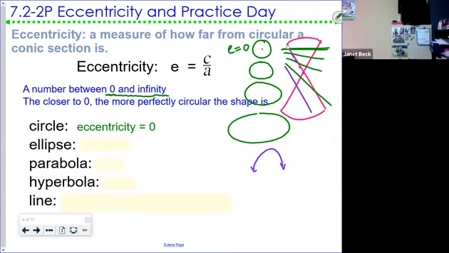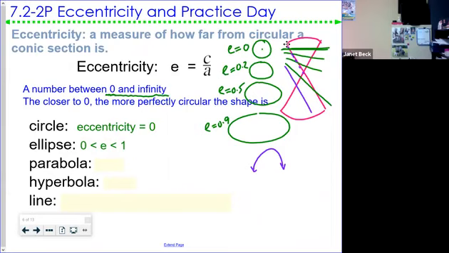So this one might have, if you actually worked it out, I'm just guessing, an eccentricity of about 0.2, maybe this one's got an eccentricity of about 0.5, and this one maybe about 0.9. That's just me guessing. Now an ellipse is always going to have an eccentricity somewhere between 0 and 1.